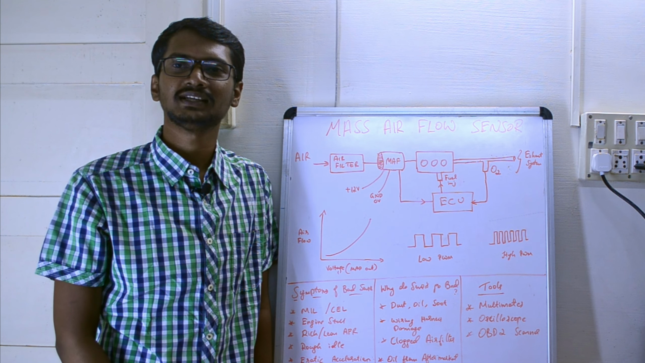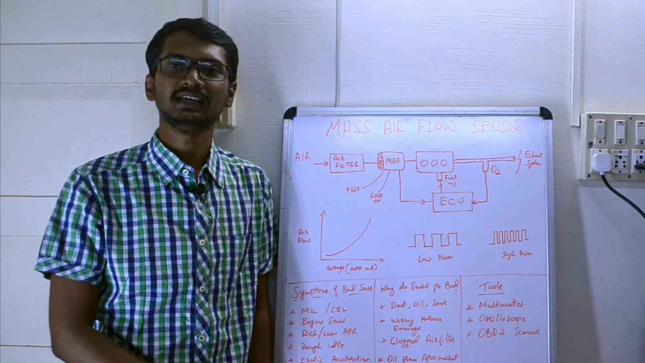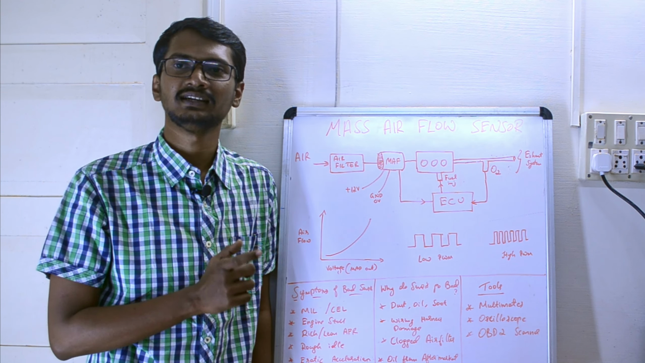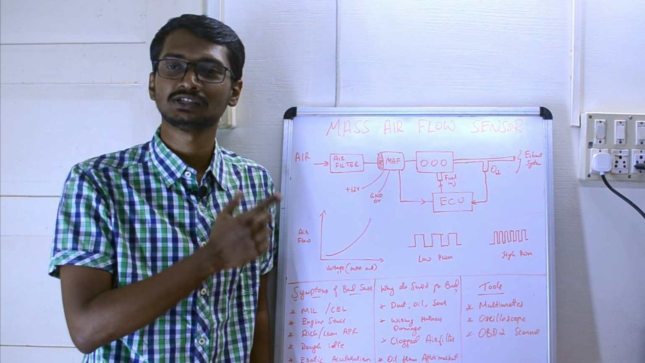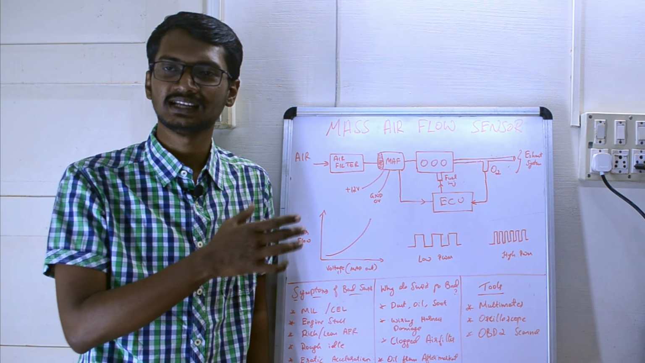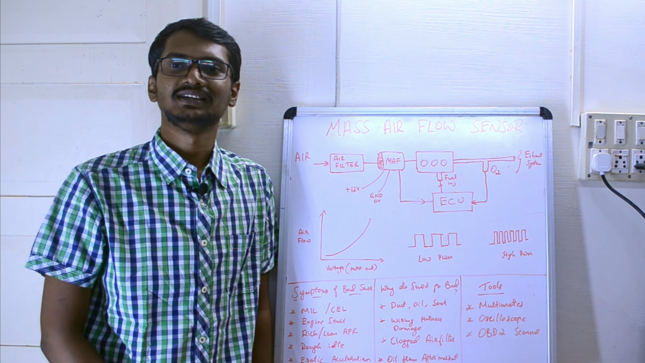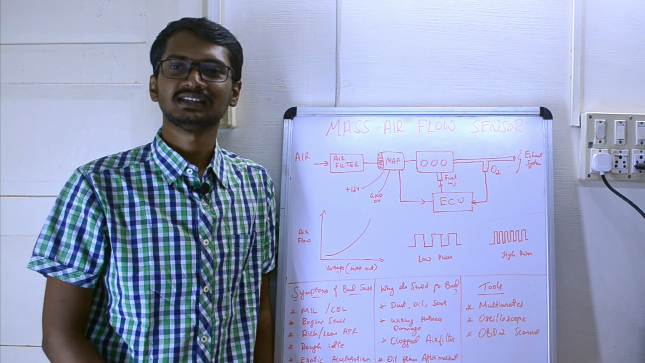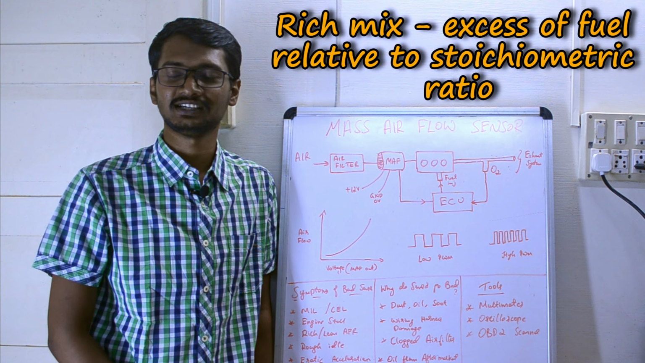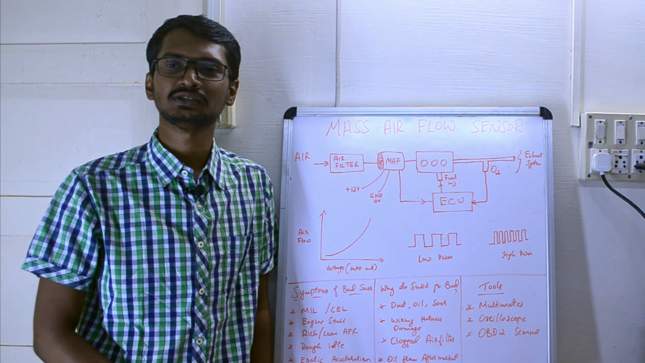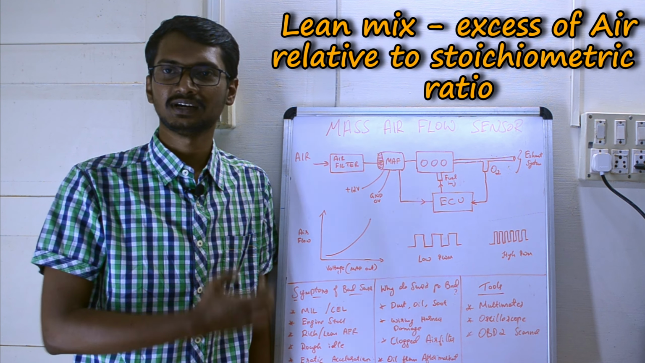The ECU will decide whether the AFR ratio is rich or lean, that is, the air-fuel mixture, right? In that, whether the amount of fuel is more than the required stoichiometric or whether it is lesser than the required stoichiometric, that is determined by the ECU. If we consider a rich mixture, it is nothing but the amount of fuel is more than the stoichiometric ratio, and the lean mixture is the opposite of the rich, that is, the oxygen content is more than the required amount.